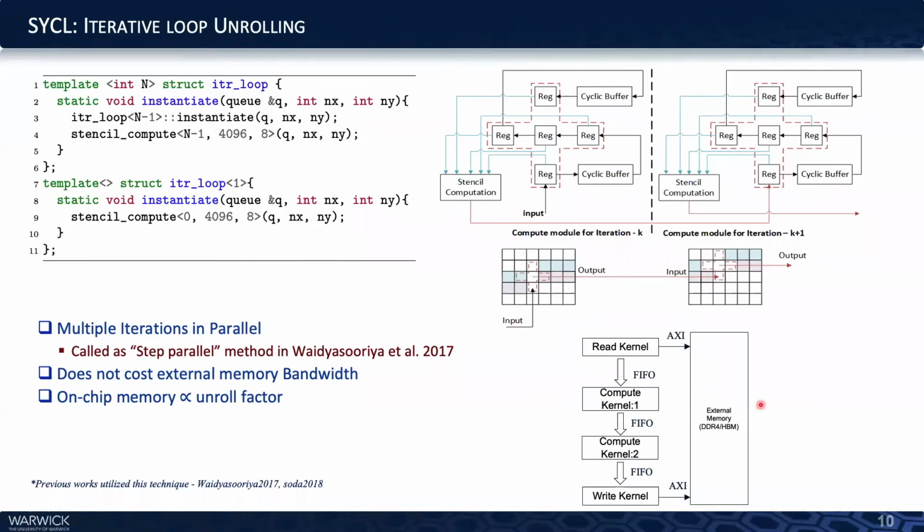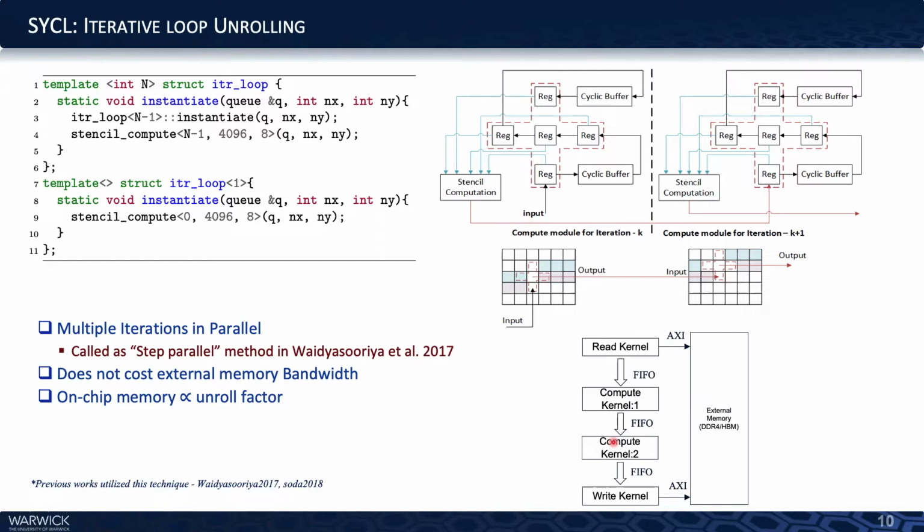Instead of feeding the output of the compute kernel to the write kernel, we can feed the compute kernel output to another compute kernel, as in this block diagram. Here, two iterations are computed in parallel. This is called the step parallel method in work by Vaidya Surya et al., or commonly called unrolling the iterative loop.